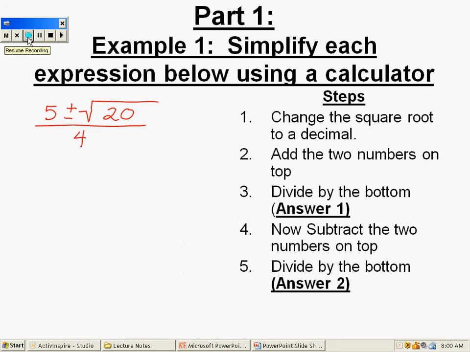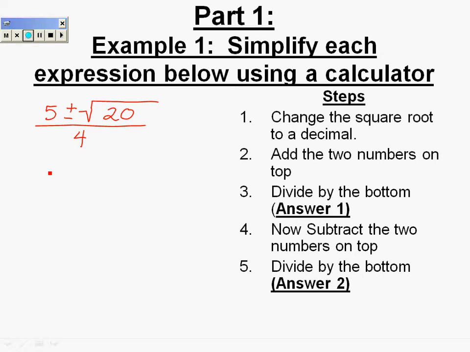All right, so to simplify an expression like this on our calculator, we're going to first of all change the square root into a decimal. When we do the square root on our calculator, we round to the tenths place, and we get 5 plus or minus over 4, and the square root of 20 becomes 4.5. So that's step one.